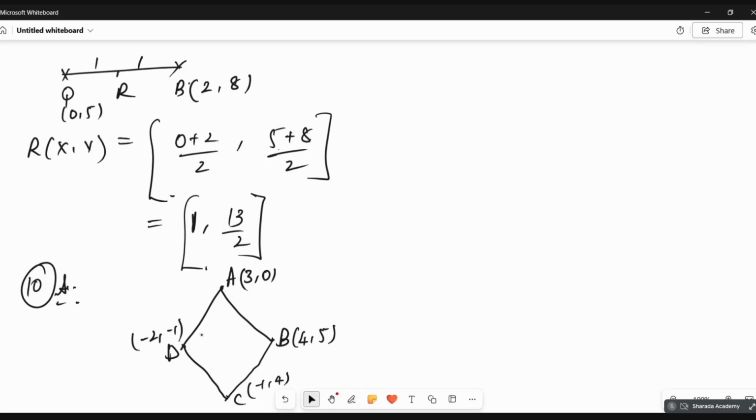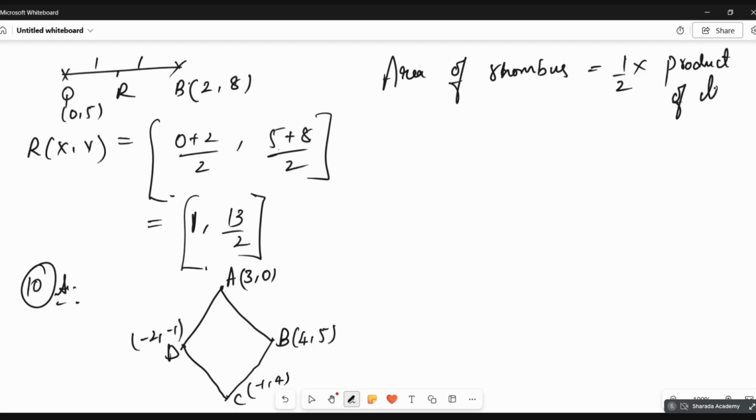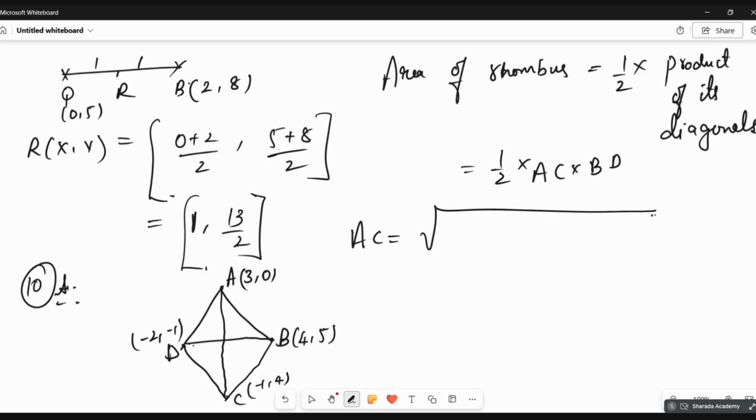Find the area of the rhombus. So what is the area of the rhombus? Area of the rhombus is equal to half into the product of its diagonals. So area of the rhombus is equal to half into AC into BD. So you have to find AC. Here we are using the distance formula only. So what is AC?